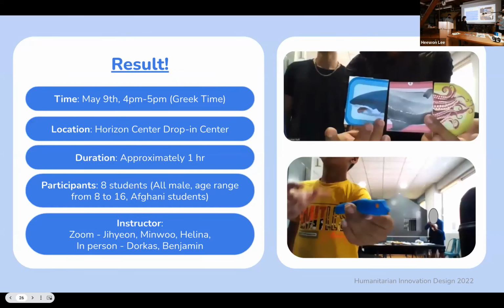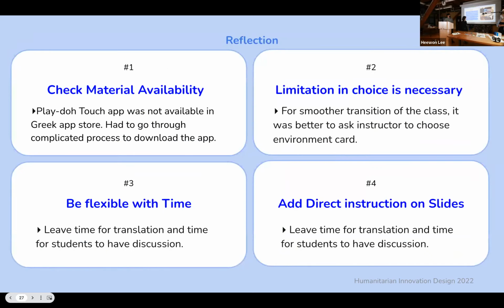And on May 9th, we could lead a Zoom class to teach this activity. There were a total of 8 students from the drop-in center, and they were all male students aged from 8 to 16, mostly coming from Afghanistan. And because there were language barriers, while we were leading the class by giving the instructions, Dorcas and Benjamin were there to help us with translations and distributing the worksheets and materials.